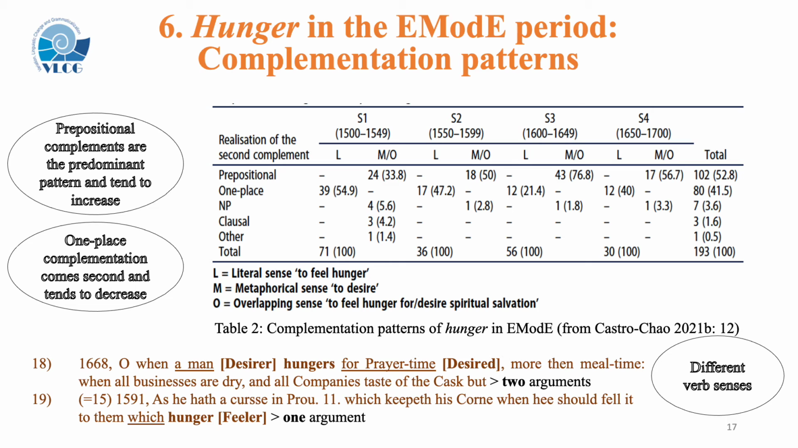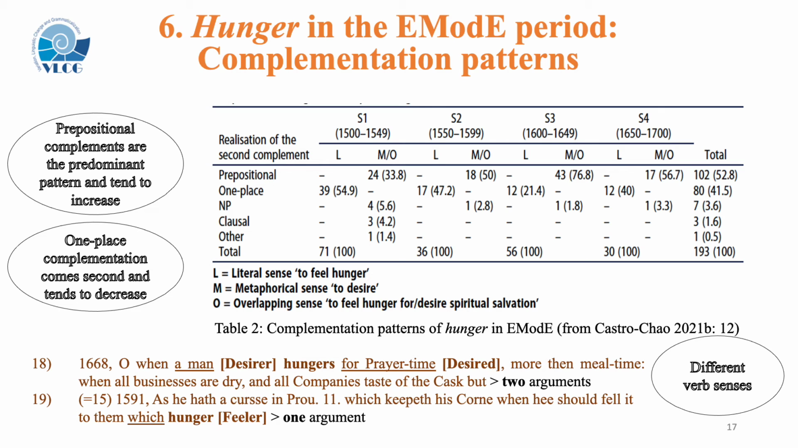In Table 2, I look at the complementation patterns of hunger in early modern English. On the one hand, prepositional complements are the predominant pattern and tend to increase throughout the period. On the other hand, one-place complementation comes second and tends to decrease instead. One-place complementation makes reference to patterns where the second argument is unexpressed.